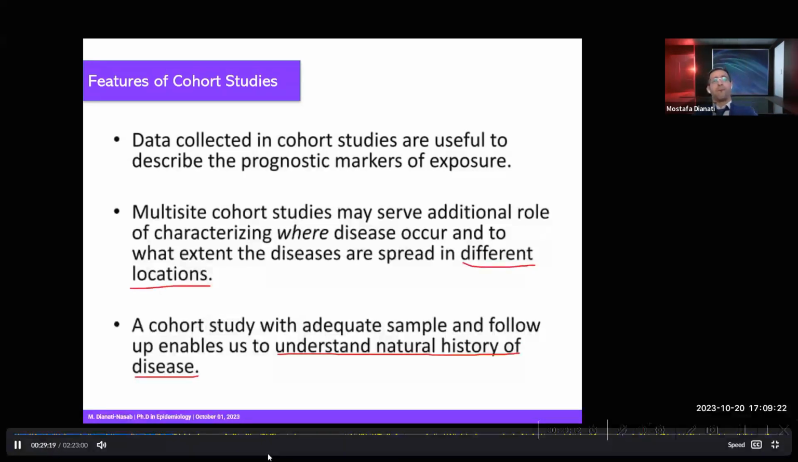If I ask you which study design is the best one in order to understand the natural history of the disease, definitely your answer is cohort studies. Why? Because our study starts with people free of the disease of interest. So in this case, we have access to the exposure or several exposures maybe, and then you can see if the disease is occurring. So it's the best time to see the natural history of the disease.